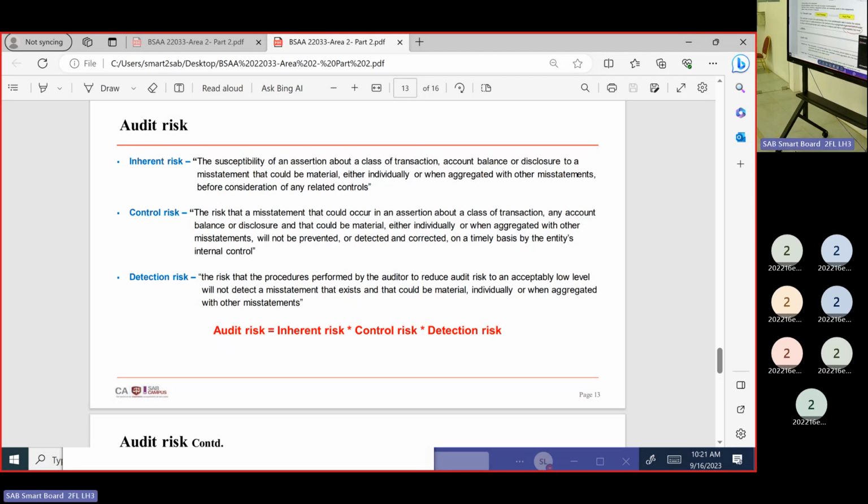So if you are doing an estimate, if you are doing transactions with related parties, if you are doing an insurance contract liability valuation, or a valuation for a biological asset, whether the value is correct or not, that's a risky area. For that risky area, you are putting controls.